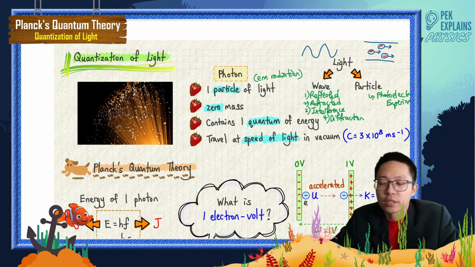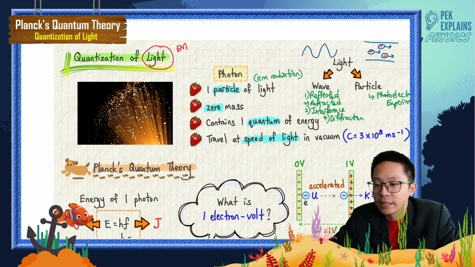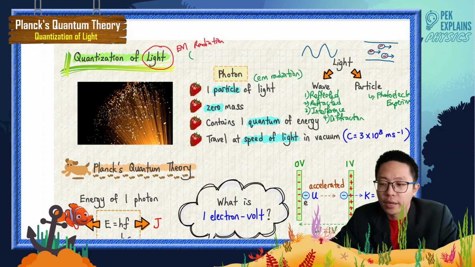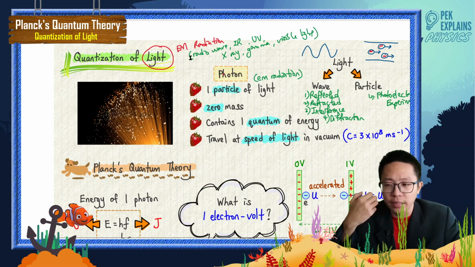What types of electromagnetic radiation do we have? This light here is not just the visible light we see. It is electromagnetic radiation. We have, for example, radio wave, infrared, ultraviolet, X-ray, gamma ray, and also visible light, isn't it? All these are considered electromagnetic radiation.